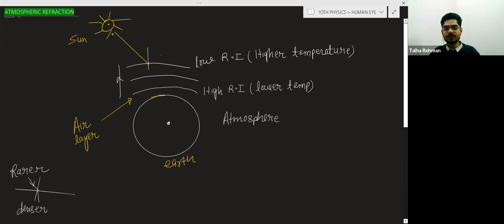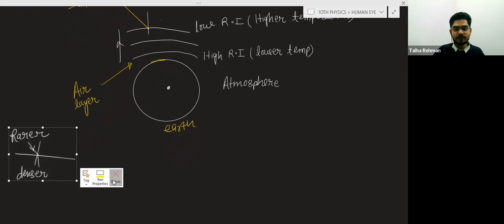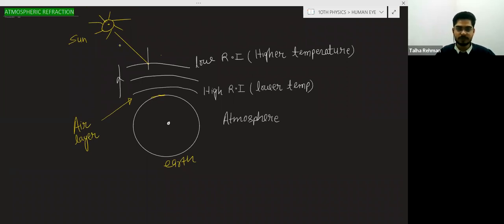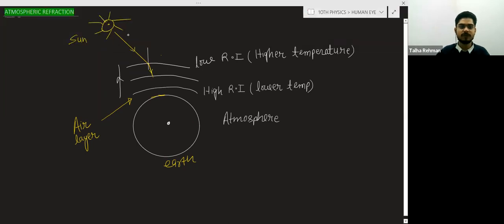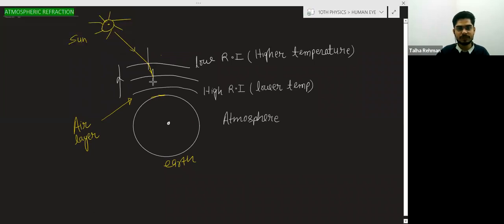Basically, I want to tell you that due to the different refractive index of the layers of the air, there will be refraction of the sunlight, and that refraction is known as atmospheric refraction. If you want to show it, it is better, and if you don't, writing the definition will also be okay. I just want to show you how these things happen.